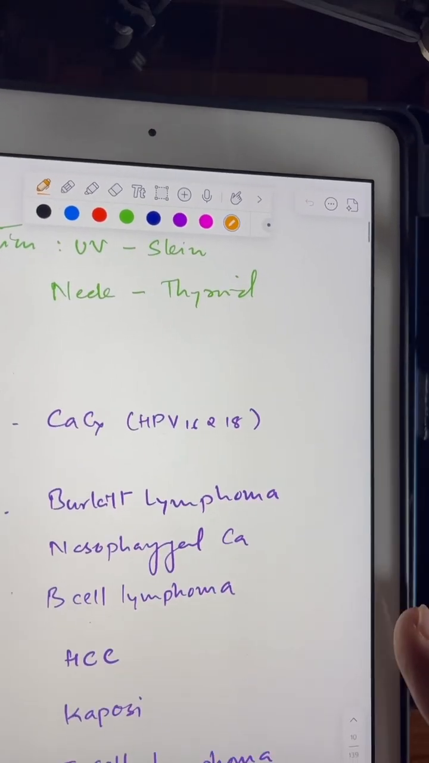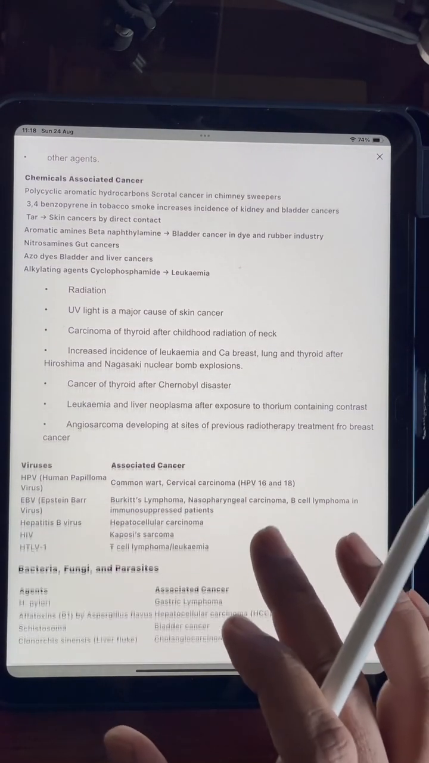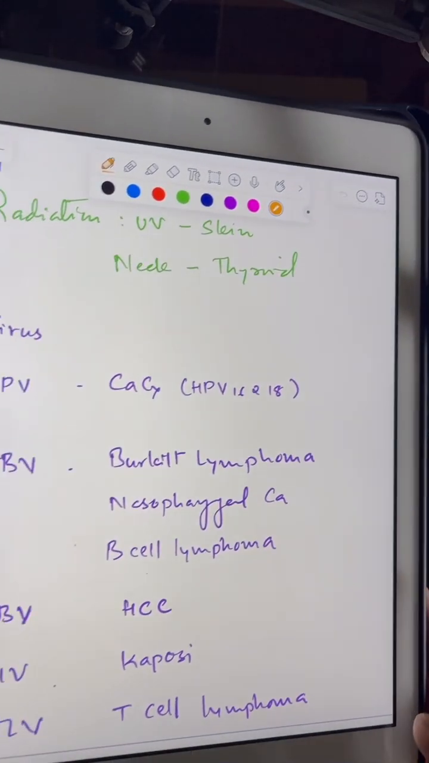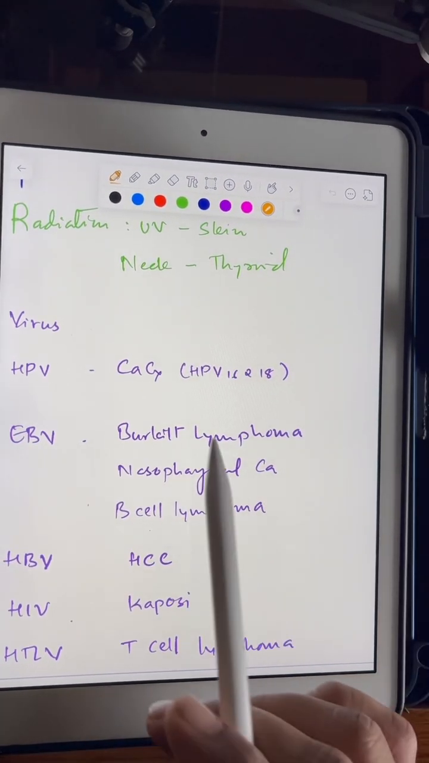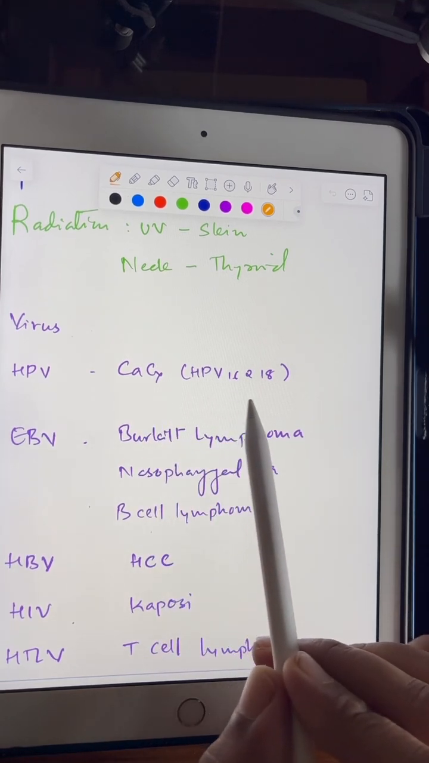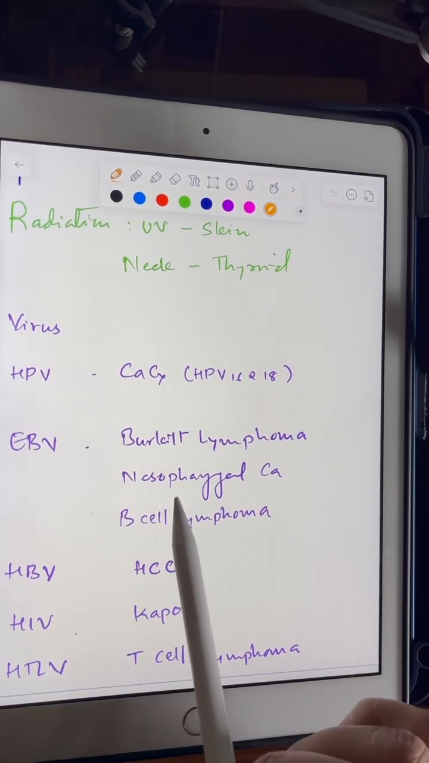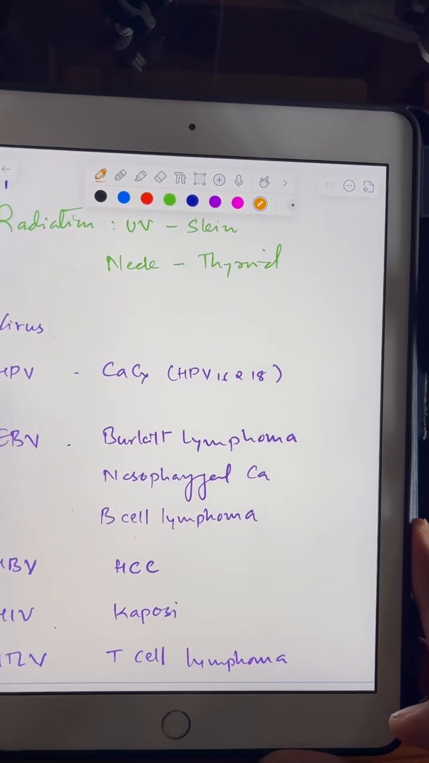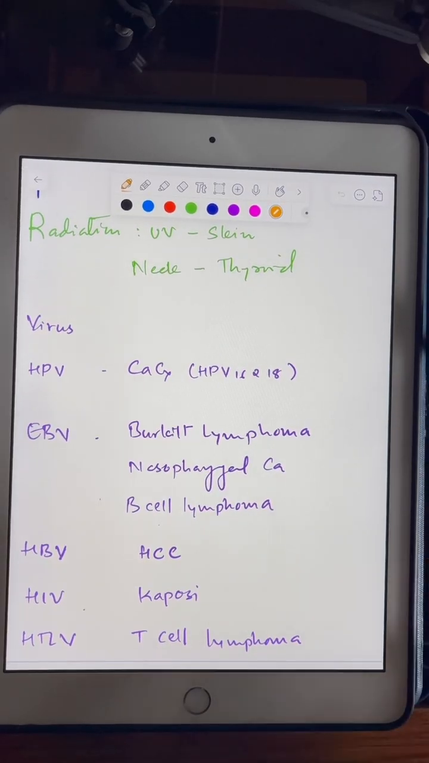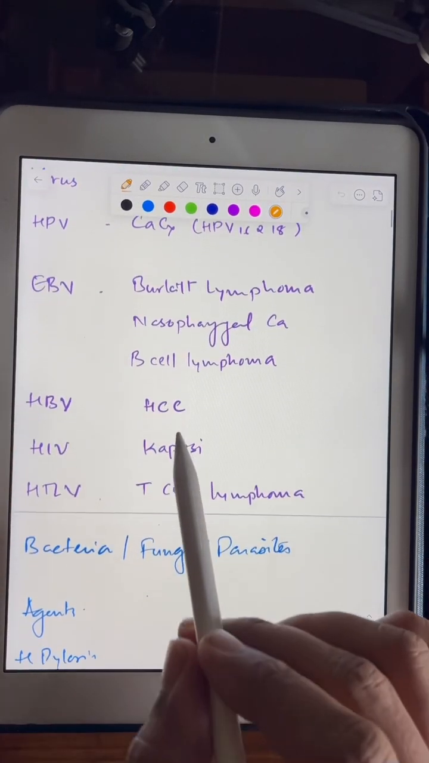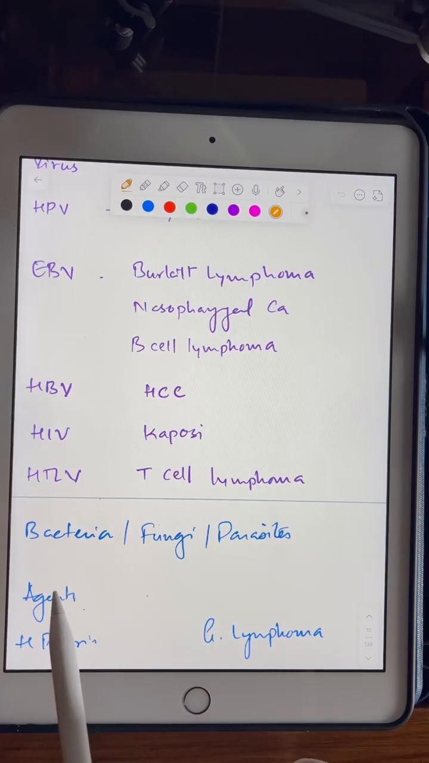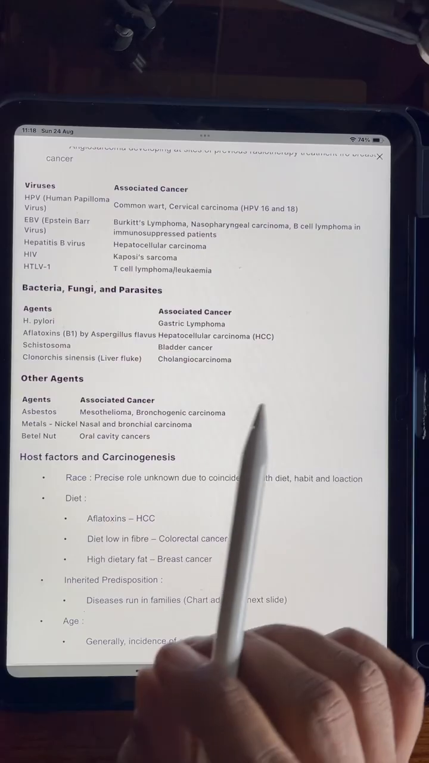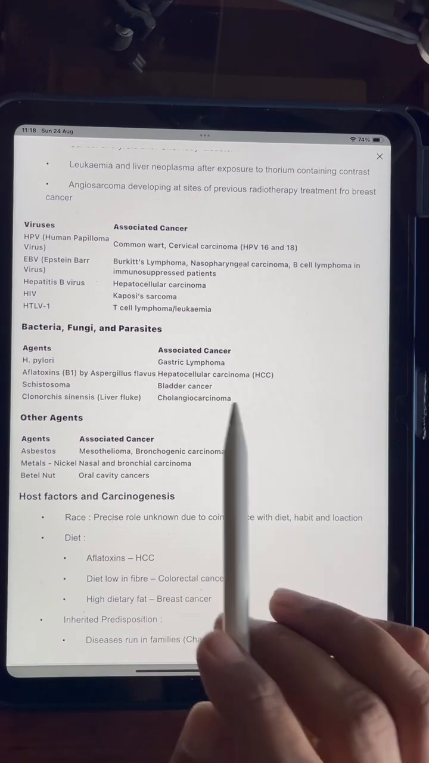The viruses, oncoviruses, are the viruses that are associated with cancers. Commonly, human papilloma virus 16 and 18 cause cancer of the cervix. Epstein-Barr virus causes Burkitt lymphoma, nasopharyngeal carcinoma, and B cell lymphoma. Then hepatitis B virus causes hepatocellular carcinoma, HIV causes Kaposi sarcoma, and human T lymphotropic virus, HTLV, causes T cell lymphoma and leukemias.